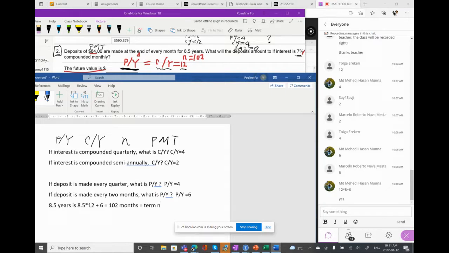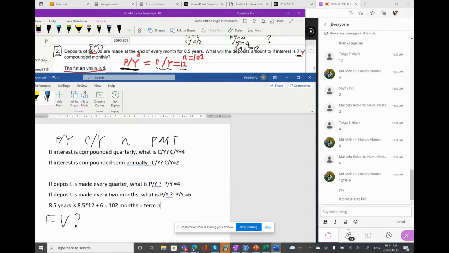Okay. And then what we are asked, what is the question here? The question asks, what will the deposits amount to? Means what is the future value? That is the question. What is the future value?